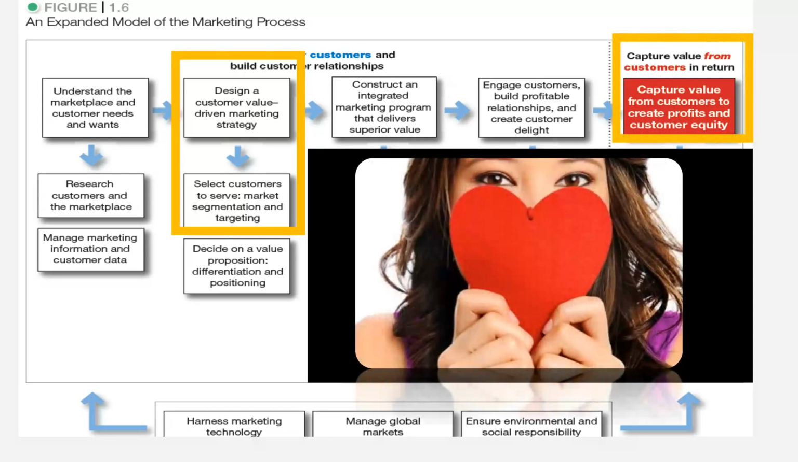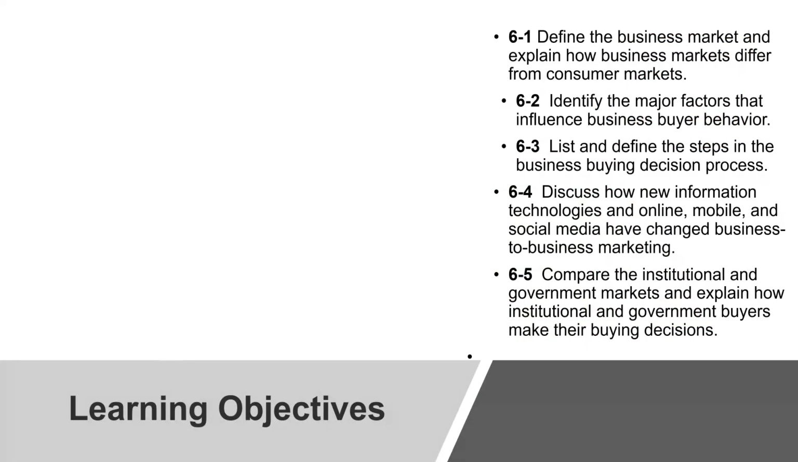And at the end of the day, the reason that we're all doing this is to capture value from customers, whether it's business or end consumers, through the capturing of profits and customer equity. Because at the end of the day, we're not doing anything other than creating relationships so we can create profits. So Chapter 6 has 5 core objectives.